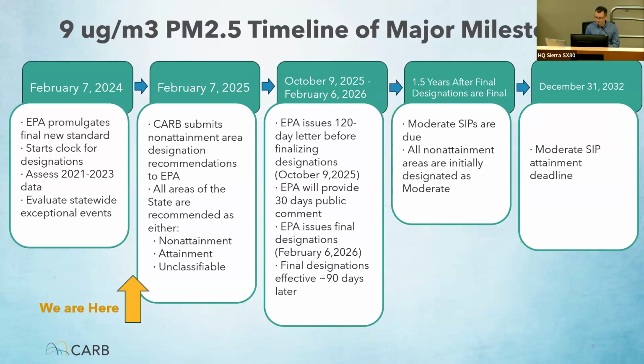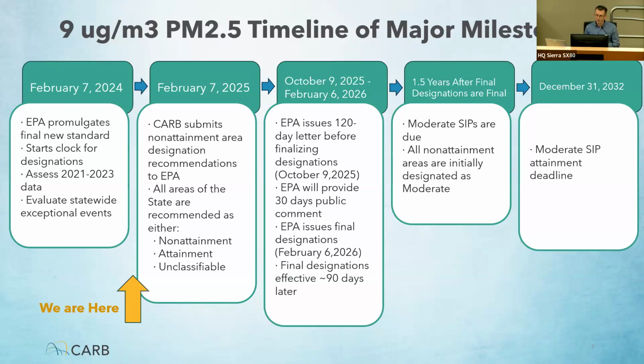And then after that, once we have areas designated, those areas that exceed the new standard will have 18 months, a year and a half, to draft state implementation plans. So these are plans that provide a pathway towards attaining the standard, with that attainment date for these areas being December 31st of 2032.